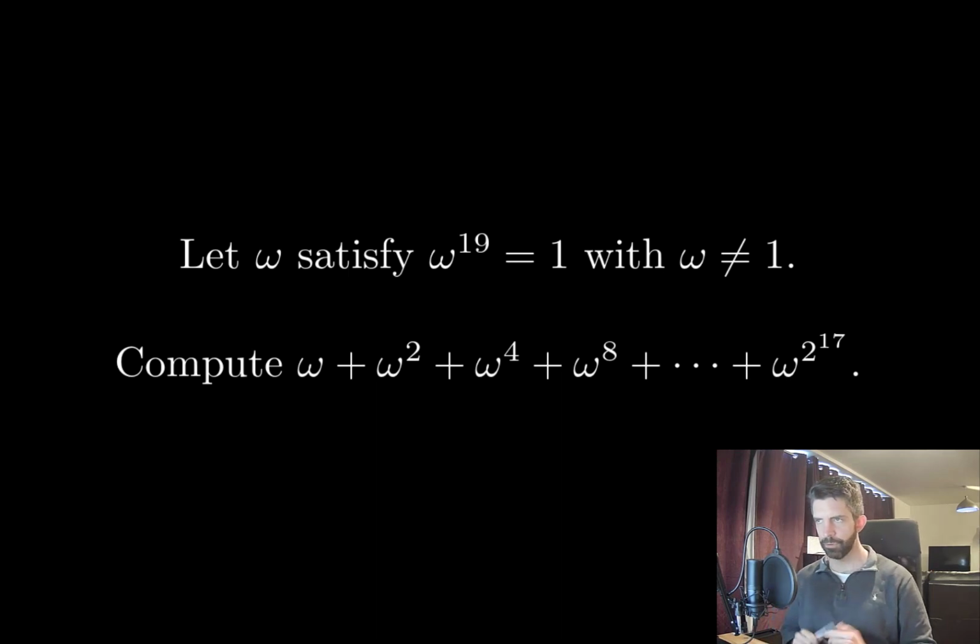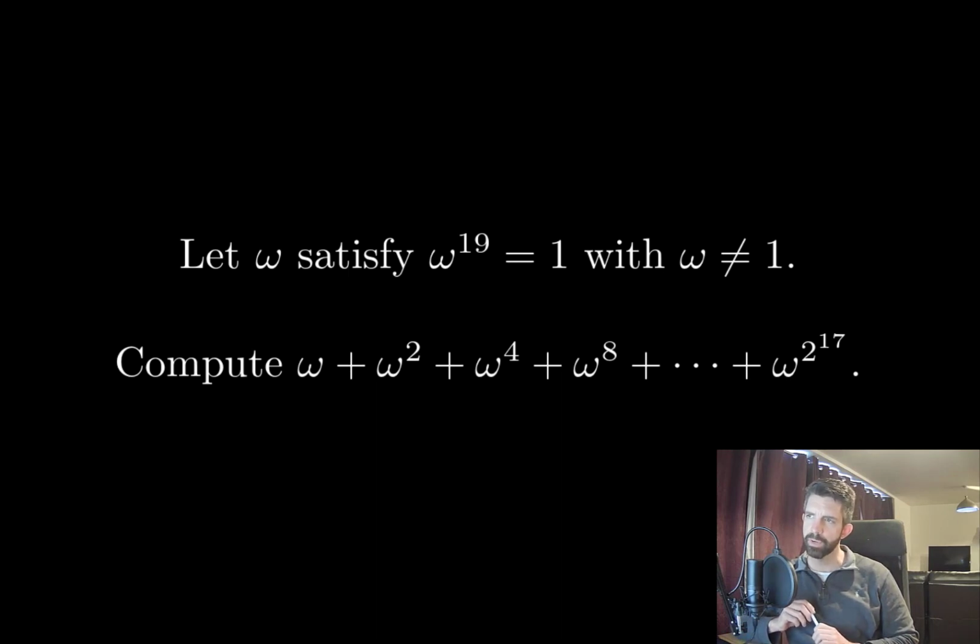So my first thought immediately, if omega is a root of x to the 19 equal 1, but it's not equal to 1, then it's got to be complex, right? It's got to be a root of unity. And there are 18 complex roots to that.